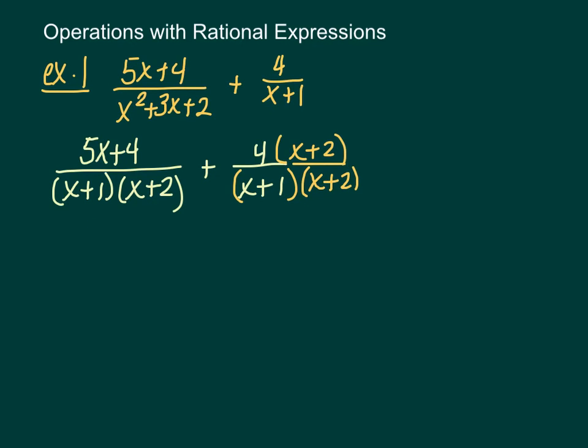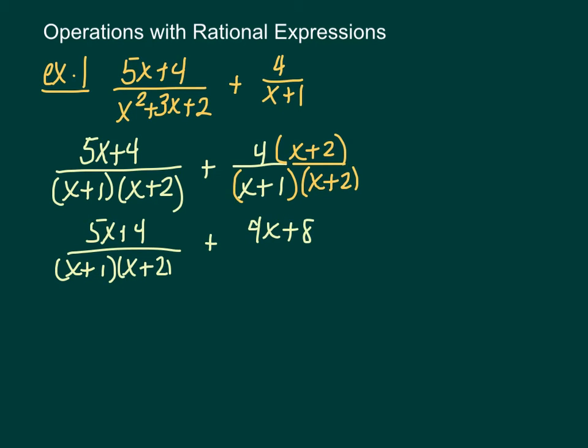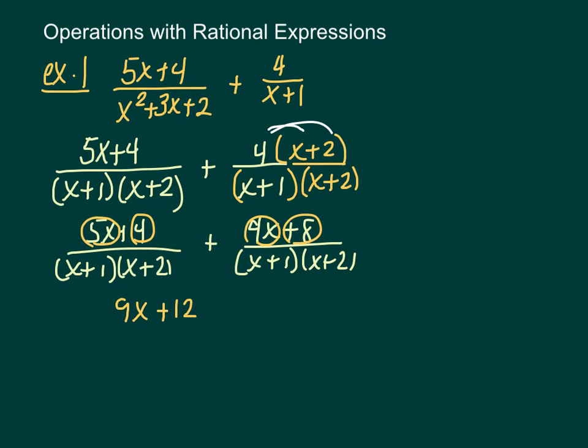So this becomes 5x plus 4 over x plus 1 times x plus 2. This is 4x plus 8 when I distribute that 4, over x plus 1 times x plus 2. And then I can finally add the like terms on the top. So that becomes 9x plus 12 over x plus 1 times x plus 2.